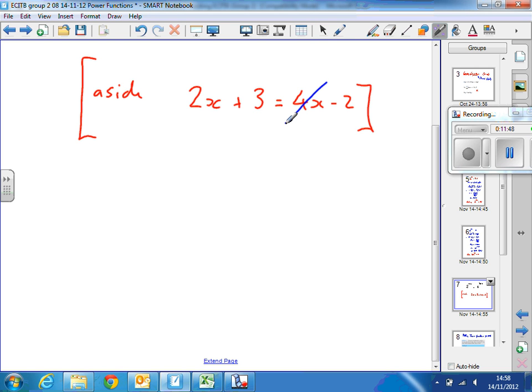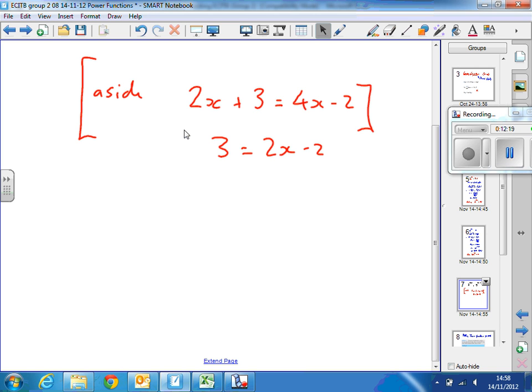But if I subtract 4x from this side, I'm going to have 2x minus 4x is minus 2x. So minus 2x is not that convenient, making the x negative. A better way to go around is to subtract 2x from this side to get rid of it, and 2x from this side. So subtract the smaller number of x's from both sides, and I end up with 3 equals 2x minus 2. I've subtracted 2x from both sides.